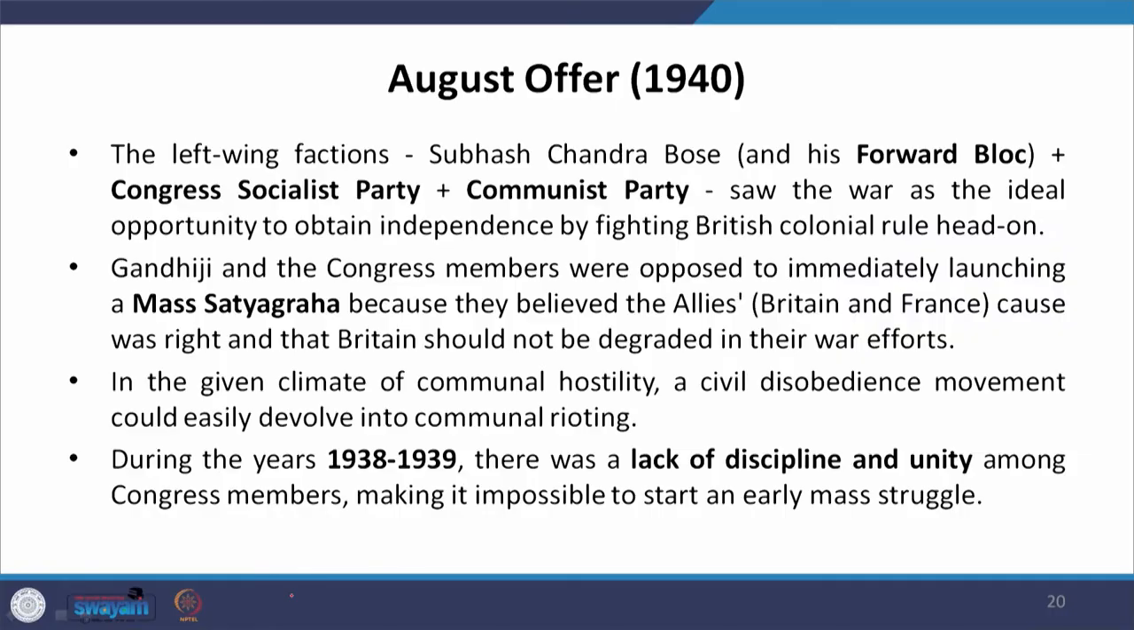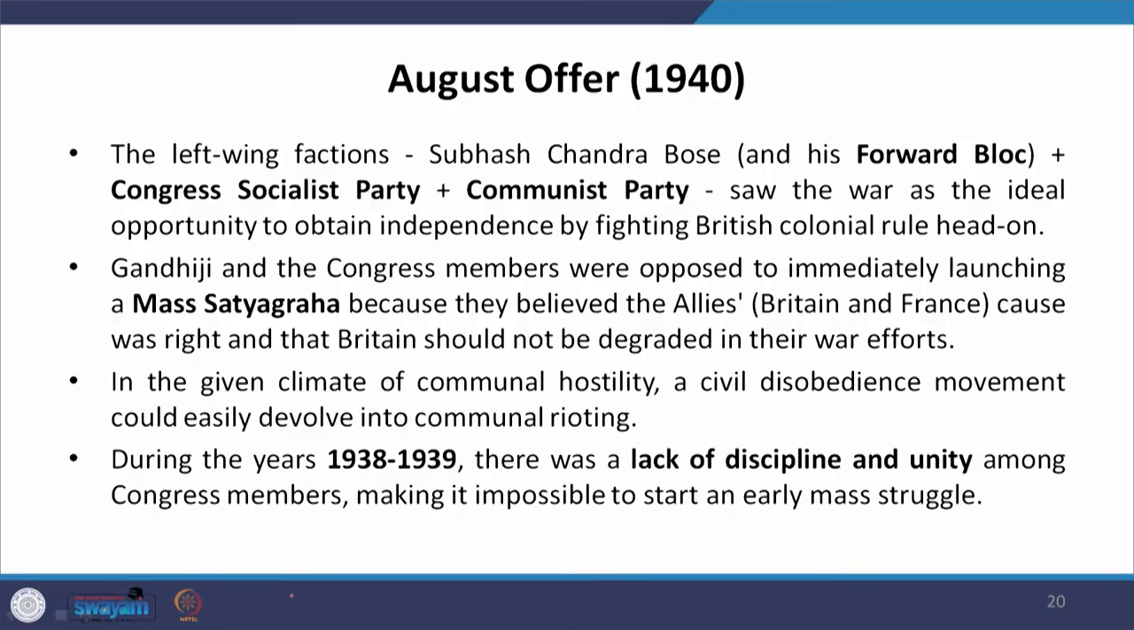When it came to launching a mass satyagraha, disagreements cropped up. On the one hand, we have the different left factions comprising Subhash Chandra Bose's Forward Bloc, then the Congress Socialist Party, and added to them the Communist Party. All of these political factions saw the war as an ideal situation that could enable and strengthen their claim for independence through fighting the British colonial rulers head on. So, they saw this vulnerable situation as an opportunity that needed to be utilized, the left wing factions, that is.